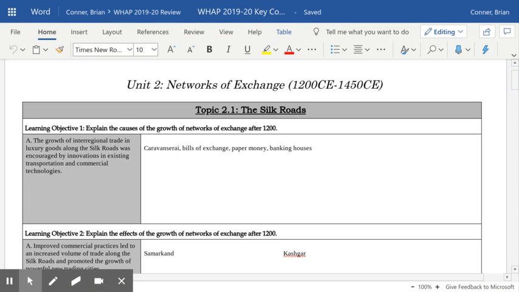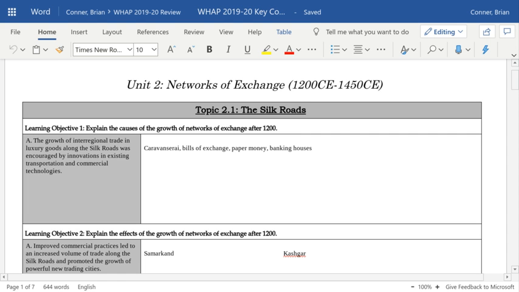All right, guys, we're moving into Unit 2, Networks of Exchange. We're still in the time period 1200 to 1450. So some of the things that you are going to hear in this unit can apply back to Unit 1. Remember, we're taking this stuff by time periods as we go.